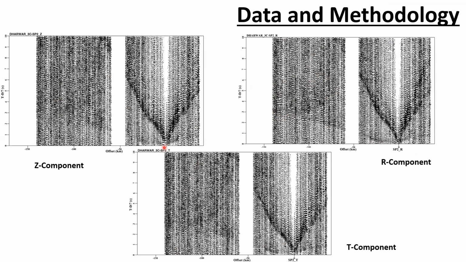One more thing: as I said, this three-component data set has both P and S waves. The first arrivals which you see here are P waves. This is P wave refraction and reflection. And the dark lines which you see here are S waves. You can see here also, these are S waves. And you see the ground rolls as well. These are ground rolls. So we have P wave, we have S wave, and we have noises as well. This is the raw data.